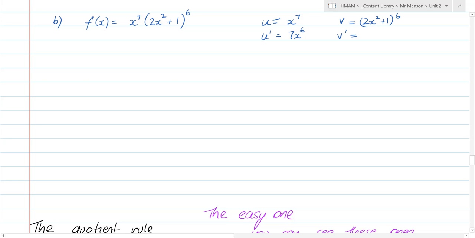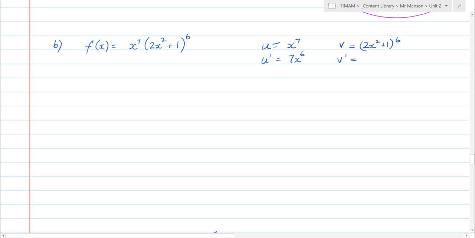v dash equals. Now, sometimes this second term will be a really complex chain rule question. In this case, I'm going to do it by observation. It's not that complex, but it is a chain rule. Inside function, power 6. So you could do it using the dy/du, du/dx thing. I'm going to do it using this.